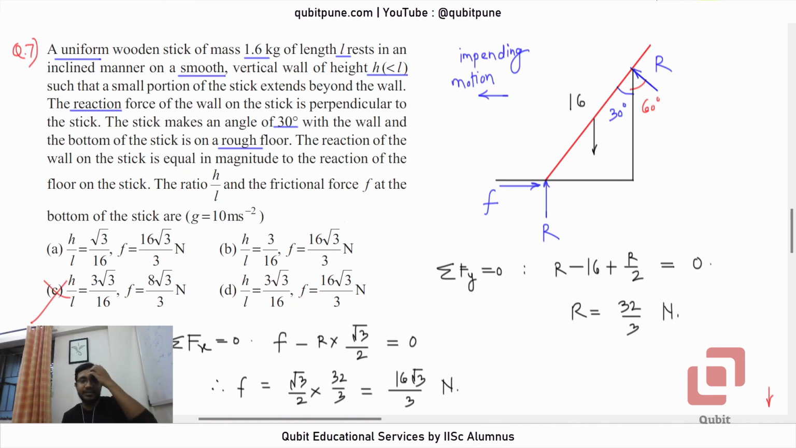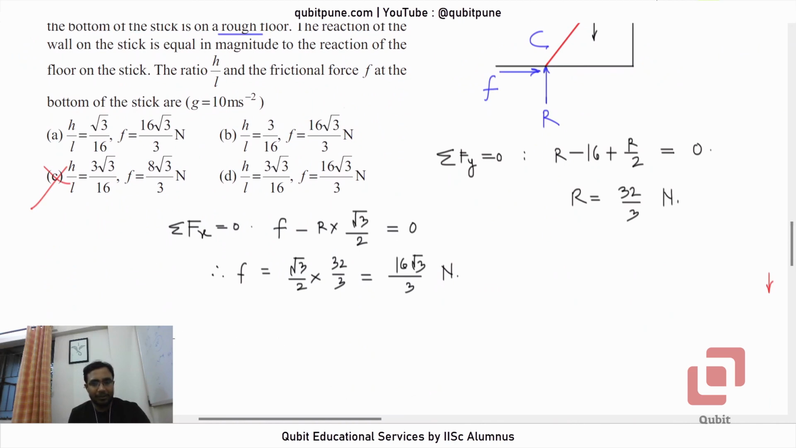Okay, so we have to now find the ratio of H and L. Now this is actually a problem of 2D equilibrium. So which equation remains to be taken into consideration? Moment equation. Agreed? We need to take into consideration the moment equation. You can take moment about any point. Let's take about this. I'm going to call it C.